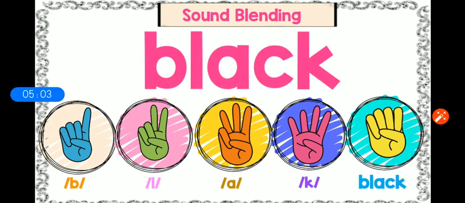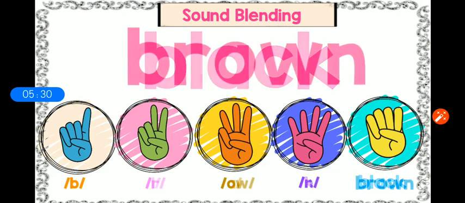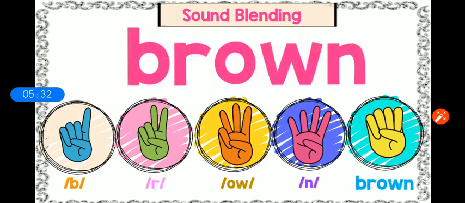Letters, much letters. Now let's sound and blend. B, L, A, K, black. B, L, A, K, black. That's how to spell color black. Did you make a fist to blend? Always make a fist to blend. Okay? Beautiful. Now we have another one.